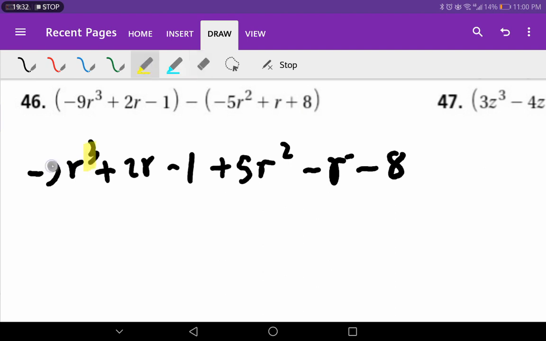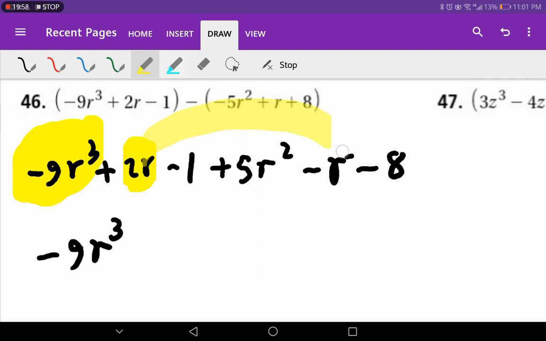Let us start from here. Does it have any brother or like terms here, the same letter and the same power? Clearly no. Okay, so I will drop it down: -9r cube. Great. Now look at this guy. Does it have any like terms? Yes, the same letter and the same power, this guy.